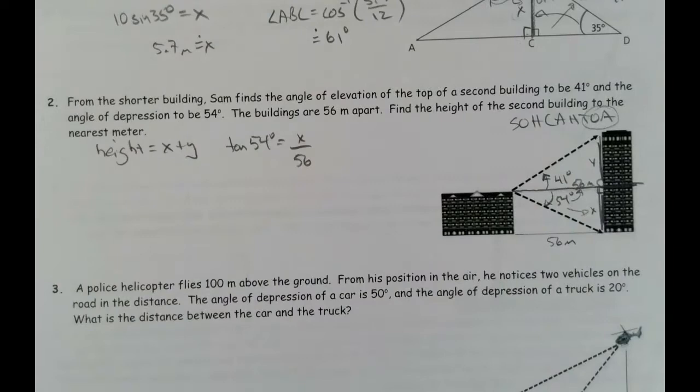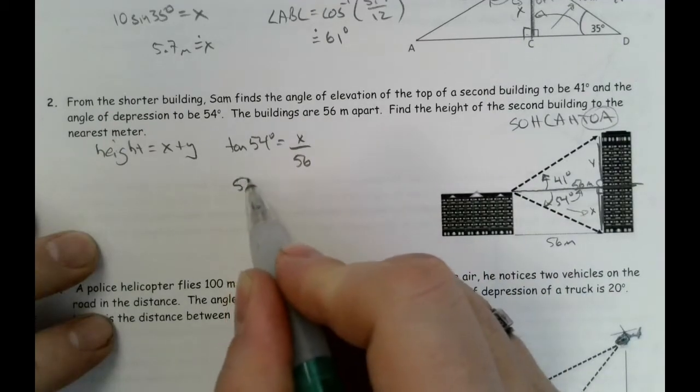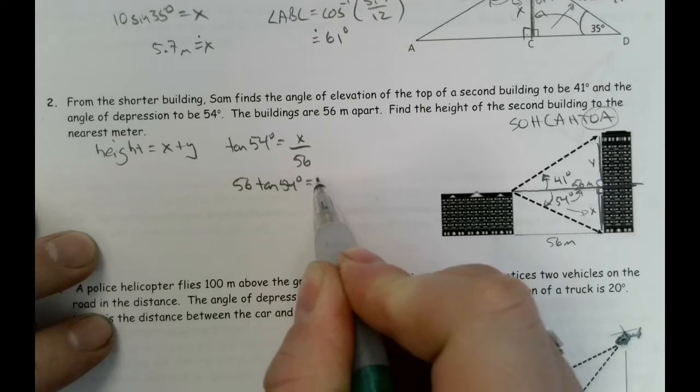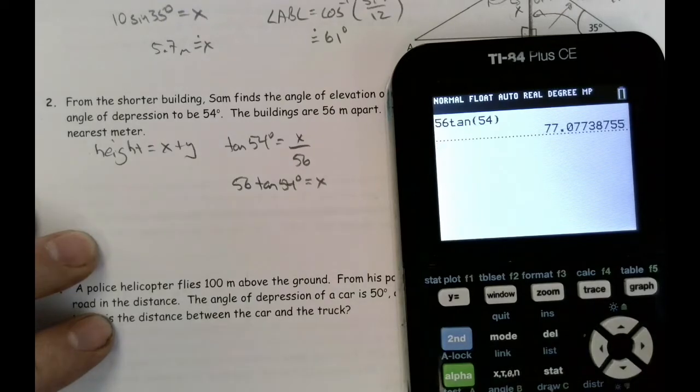And I know I've said it before, but I love it when the unknown is up in the numerator, because now all I've got to do is make it 56 times the tangent of 54 degrees is equal to x. So 56 multiplied by the tangent of 54, and it's approximately 77.1.